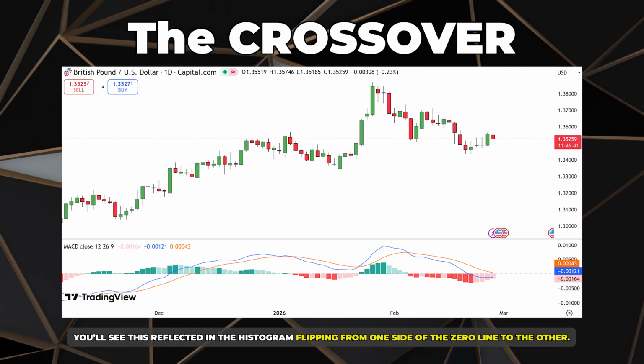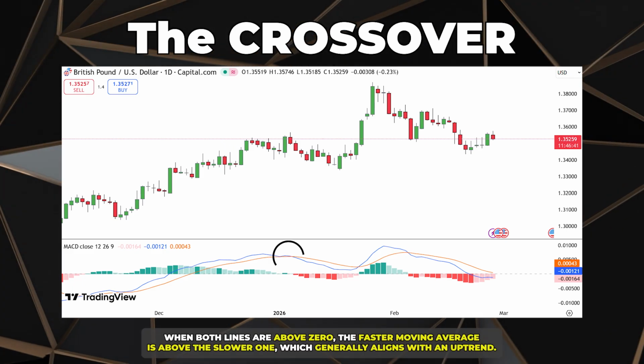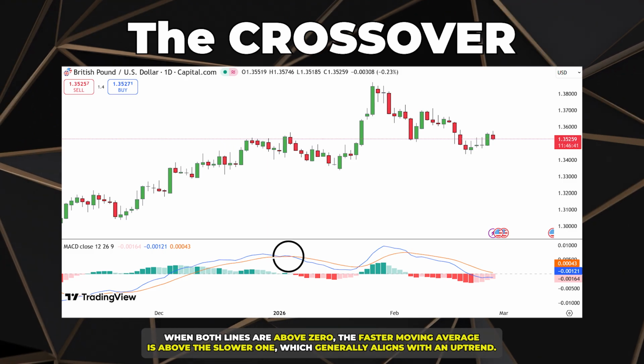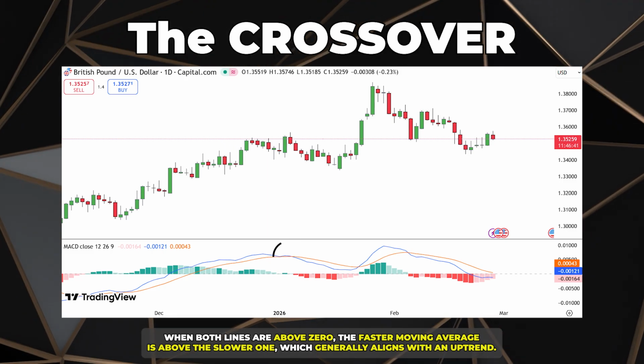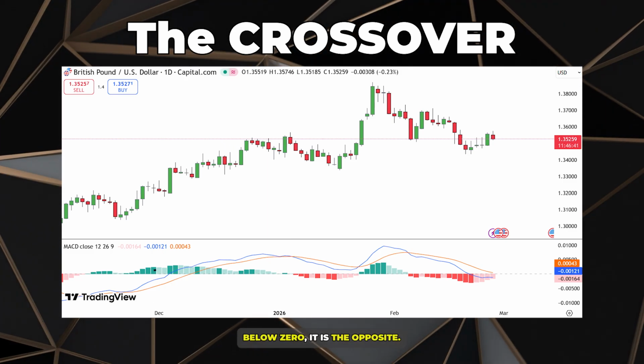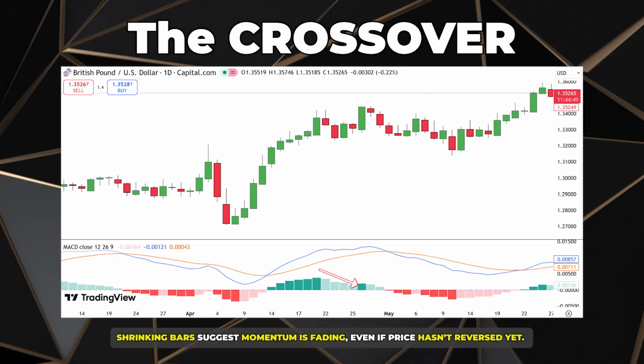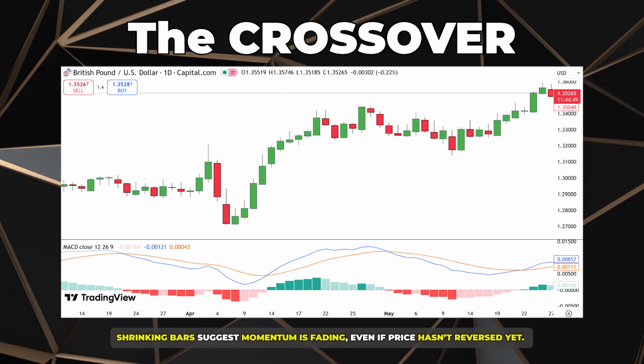The zero line itself is also significant. When both lines are above zero, the faster moving average is above the slower one, which generally aligns with an uptrend. Below zero, the opposite. And then there's the histogram size. Growing bars suggest momentum is building. Shrinking bars suggest momentum is fading, even if price hasn't reversed yet. This is one of the more useful things MACD can show you, the early signs that a move may be losing steam before the price chart makes it obvious.